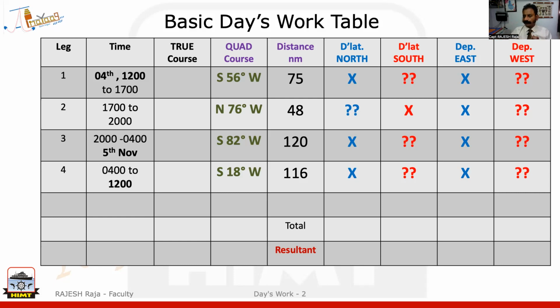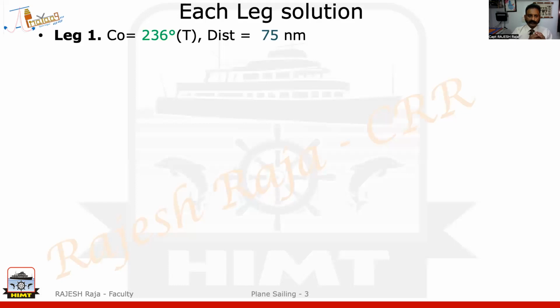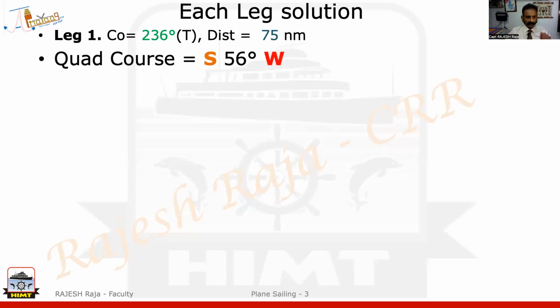The next step is putting in those data. So how do you put in the data which I marked with a question mark? That can be done by solution of the plane sailing triangle, which is called plane sailing. We have already seen simple cases of plane sailing. Let us take the first leg. The first leg was 236 degrees and distance 75 nautical miles. If you convert that into quadrantal course, which we have already done, it is south 56 degrees west.